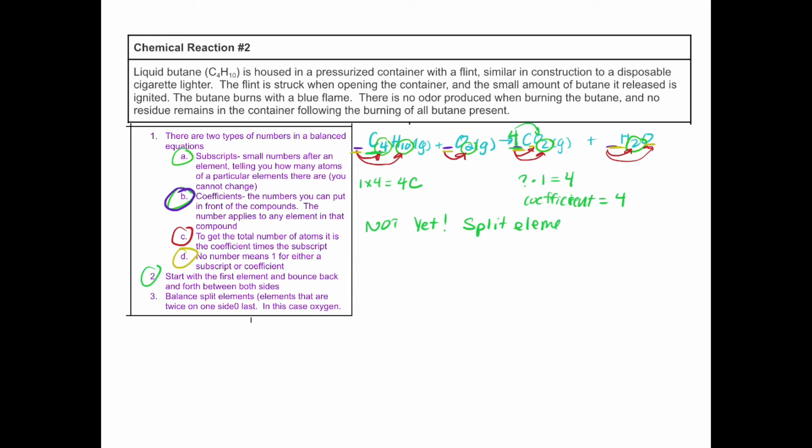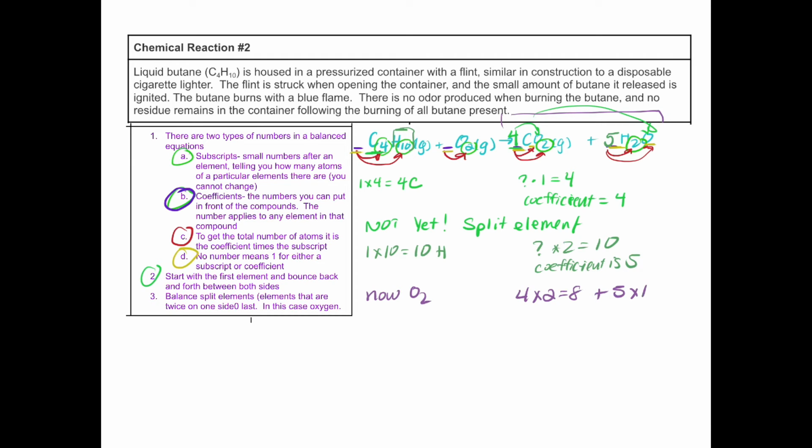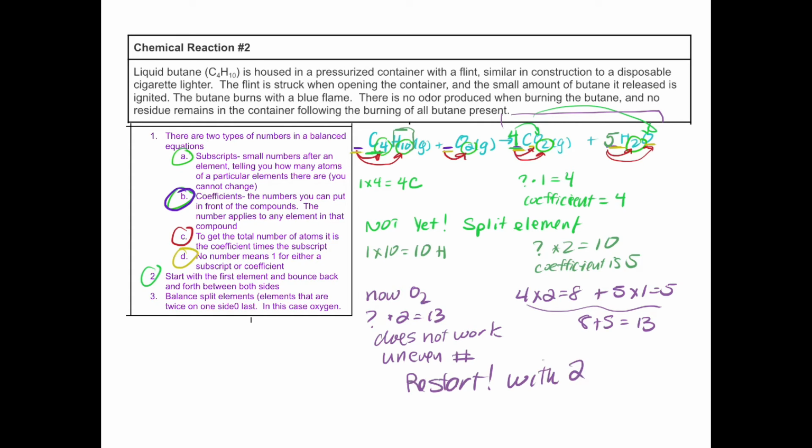We're going to move back to the hydrogen on the left. 1 times 10 gives us 10 hydrogen on the left, so we need 10 on the right. What times 2 gives us 10? Of course, that is the number 5. Now here's where it gets a little tricky. We're going to balance our oxygen, our split element. On the right-hand side, we've got 4 times 2 oxygen plus 5 times 1, which gives us 13, which is a weird number, right? On the other side, what times 2 gives us 13? Of course, it doesn't work. Anytime I end up with an odd number of oxygen, it has to be even, so we're going to double that C4H10 and start all over again. So let's do that right now.